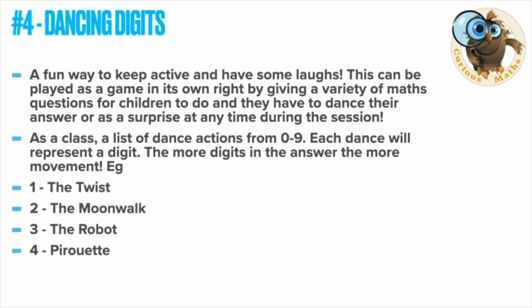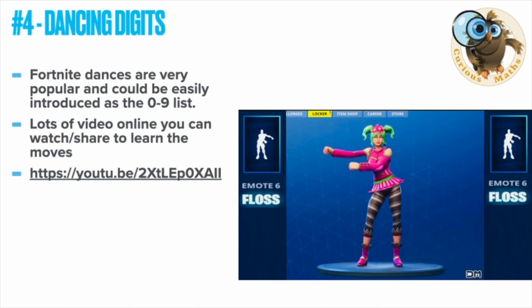I like doing it this way. So they might give me an answer and I'll say, dance those digits. So as a class, what you need to do is get a list of dance actions from 0 to 9. And there's a whole variety that you can do, but bearing in mind that Fortnite is very popular, I've also put a link on here to a video which shows all the Fortnite dances from all the seasons. So might be something to think about, but whatever you decide to do, Dancing Digits is an absolute winner.